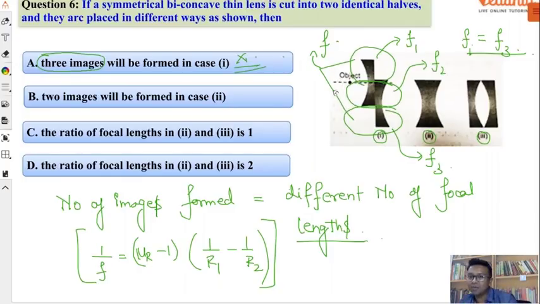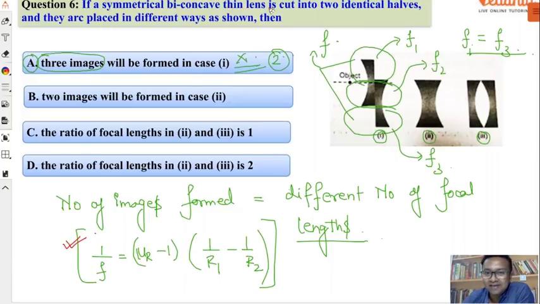So how many of them are going to be there? There is going to be just 2 of them. Clear? So anyways, my option A is not correct. Clear? However, in this case I would want you to use this equation out here.